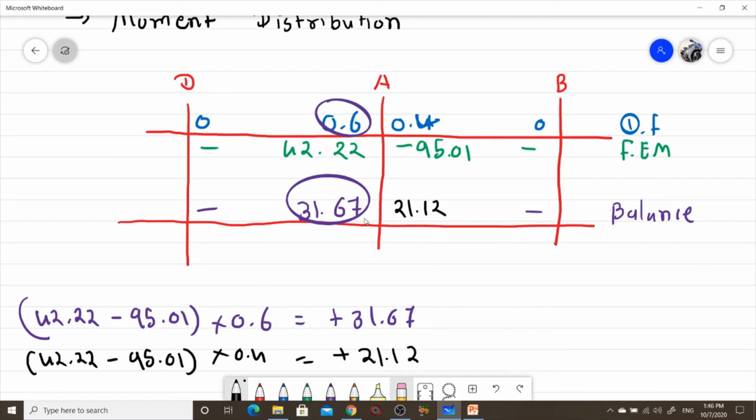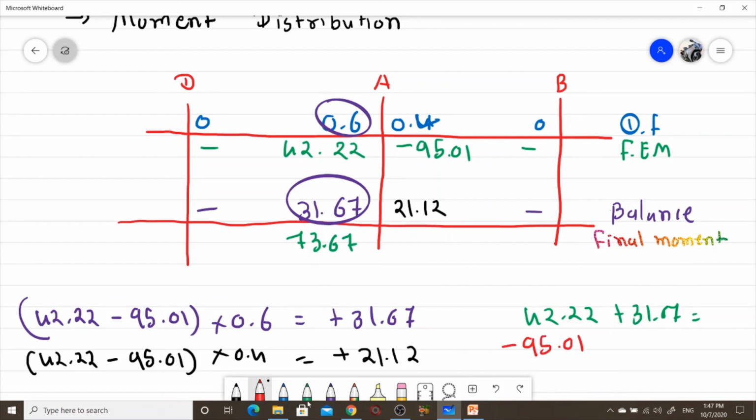Okay. Next is the final moment. So how do we find the final moment? Simple. Summation between these two: 42.22 plus 31.67. This summation is 73.89. Second, minus 95.01 plus 21.12 equals minus 73.89. So these are the final moments. These both are the final moments.